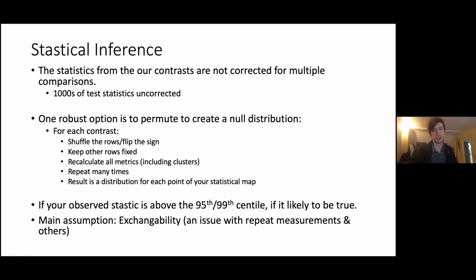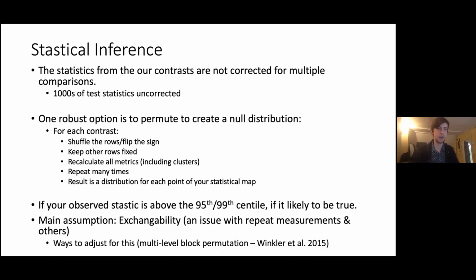The main assumption with this is exchangeability, which I find difficult to explain intuitively, but essentially the joint probability of your distributions has to be equal. In practice, this translates to issues when you have repeat measurements. So if you have scans at different time points that you're trying to model, or non-independent regressors. There are ways to adjust for this, and I won't go into that, using block permutation.